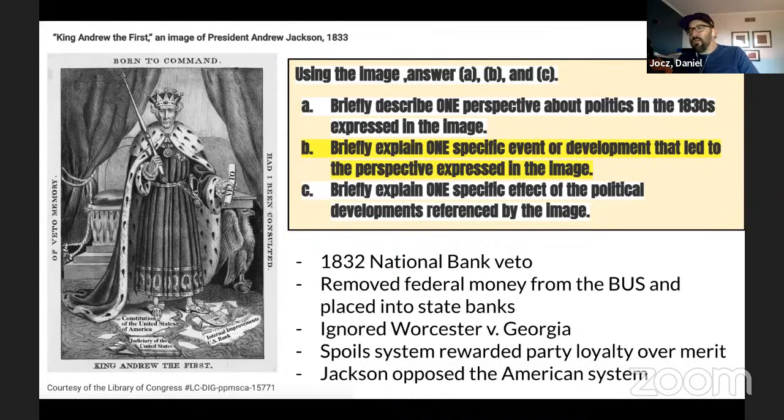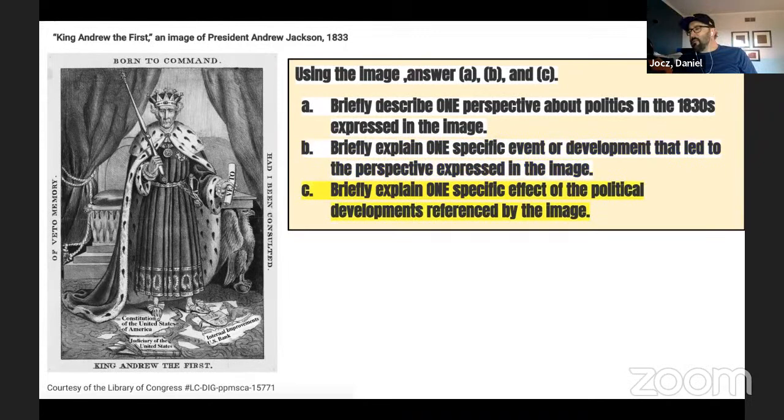So yeah, got some things coming into the chat. Yeah, the Democrats who supported him would obviously not agree with this view of him. Some of the common people, the people who may feel like he is representing their interests versus the elite or the East Coast, manufacturing northern elite, people rewarded by the spoils system. All of those are different perspectives of Jackson.